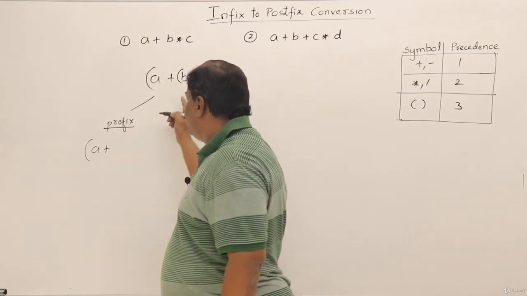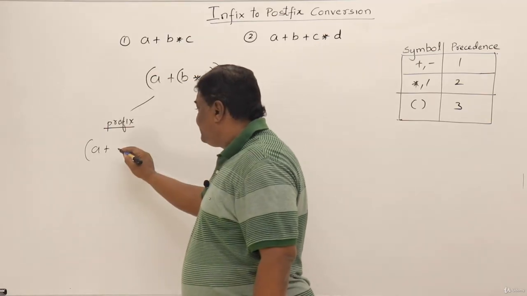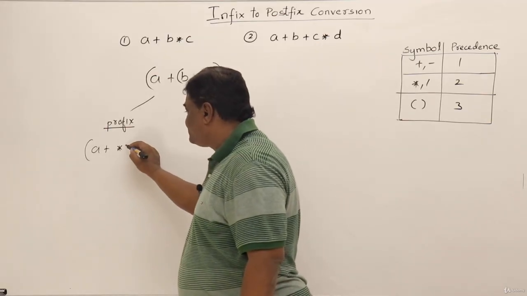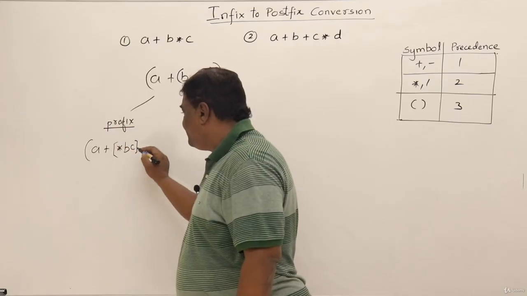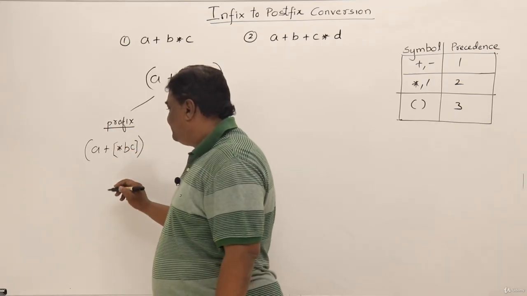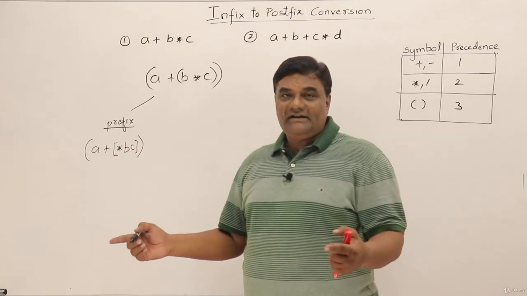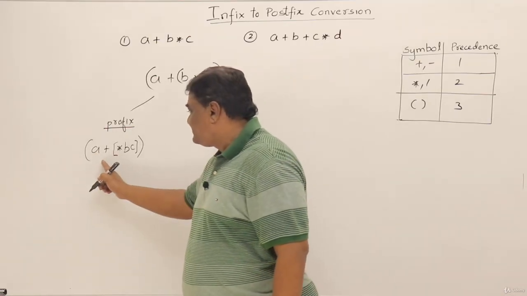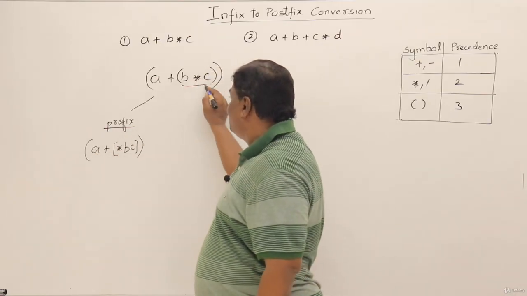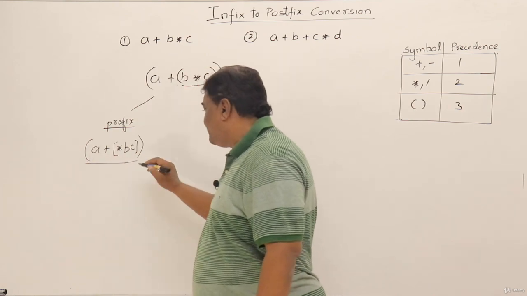A plus B into C should be written as what? Star first, then B, C. And I am putting it in the square bracket to show that this is completed. Next step, which bracket? So round brackets only, right? This round bracket will be performed next. This we have finished. Now next one, this whole thing will be performed.